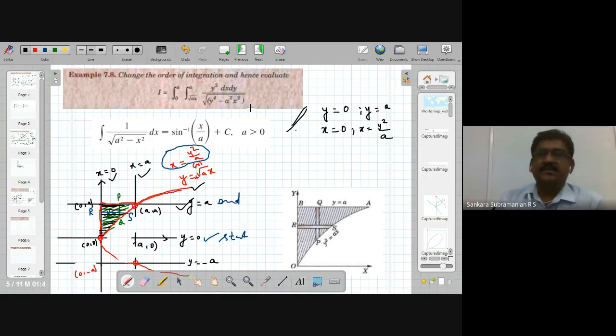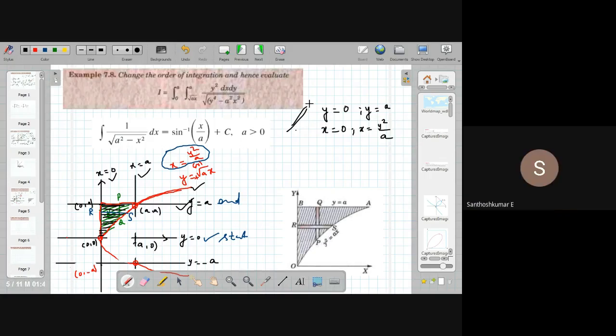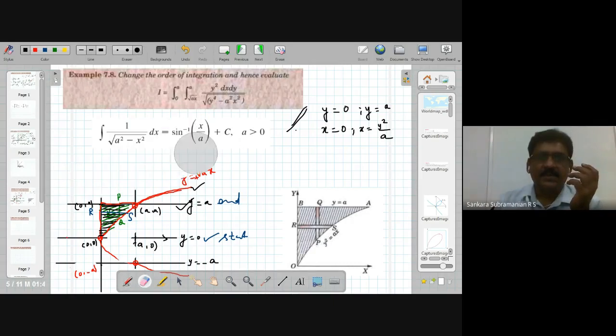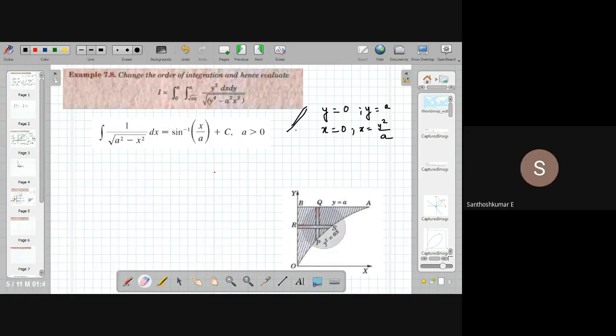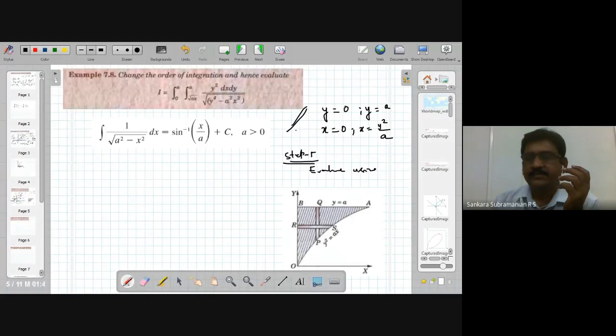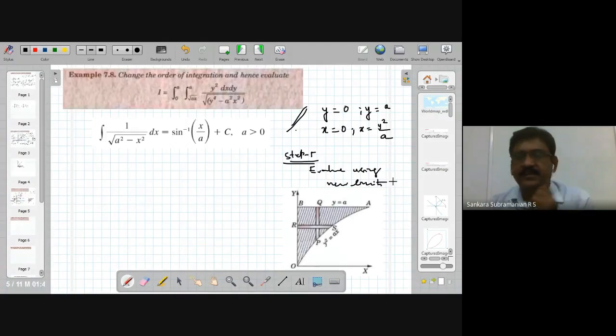And what is the last step? Evaluating, sir. Evaluating the integral is the last step. So step number what? 5. Step number 5. Okay, thank you. So the last step, number 5: evaluate using new limits. This is the procedure of change of order of integration.